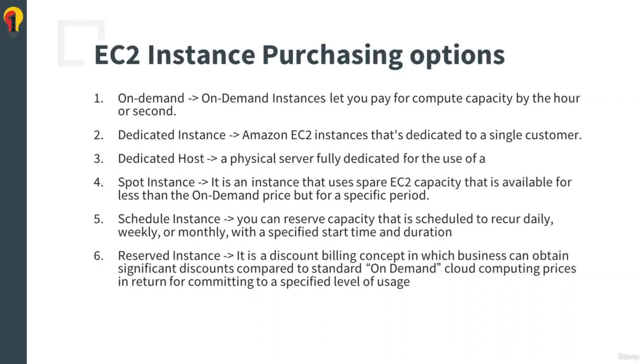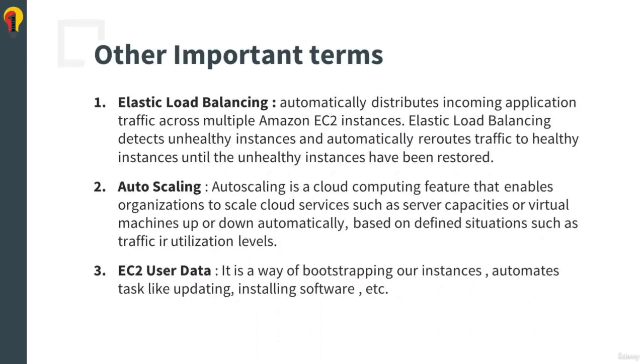Other important terms to know in EC2. Elastic load balancer automatically distributes incoming application traffic across multiple Amazon EC2 instances. Elastic load balancing detects unhealthy instances and automatically reroutes traffic to healthy instances until the unhealthy instances have been restored.